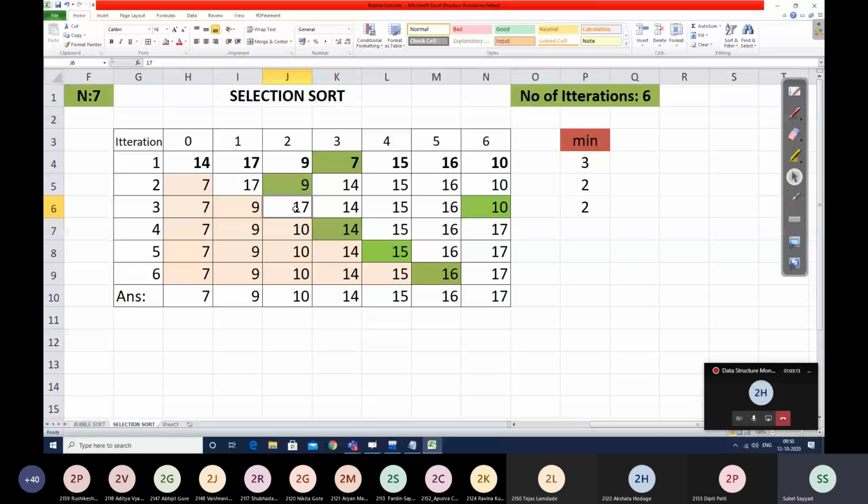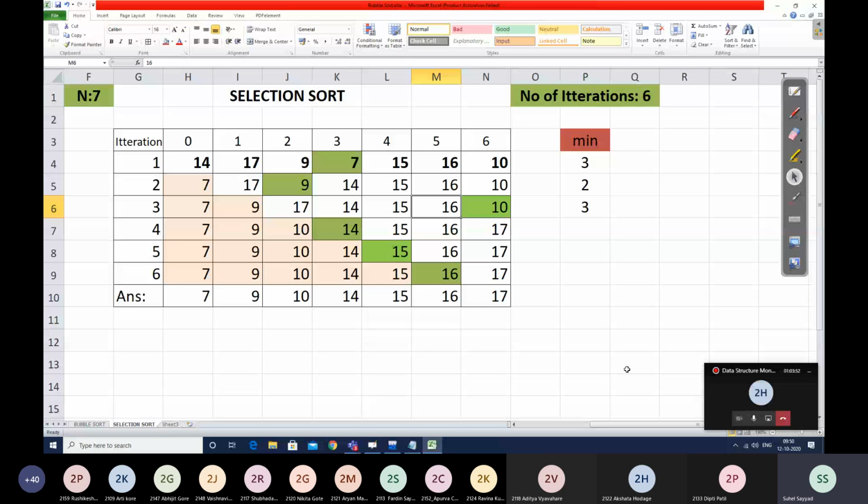So I check whether A of 3 is less than A of mean. Yes, 14 is less than 13. So I update the value of min to 3. Again I check whether A of 4 is less than A of min. No, so min will not change. Whether A of 5 is less than A of min. Whether 16 is less than 14. No, min will not change. We'll proceed.